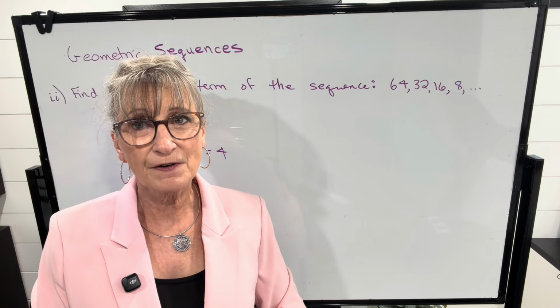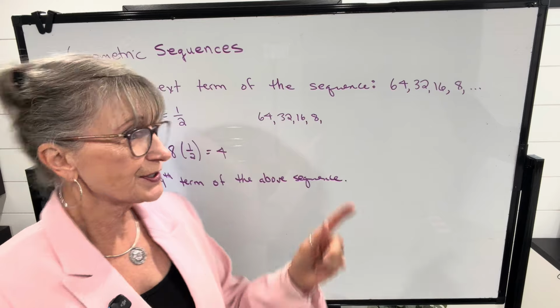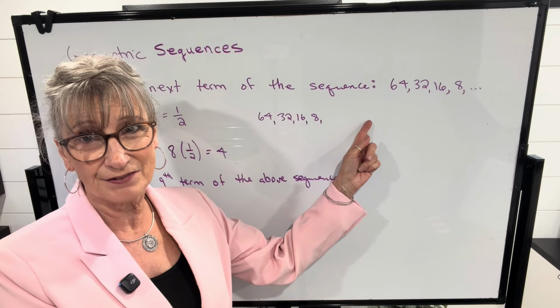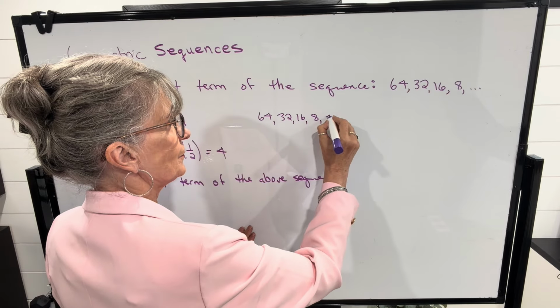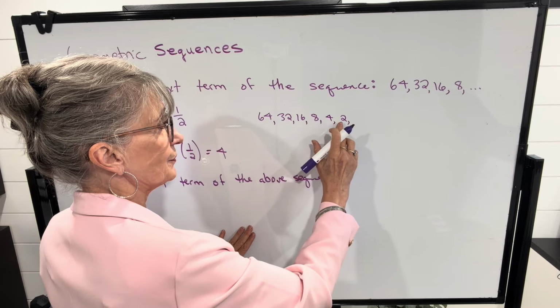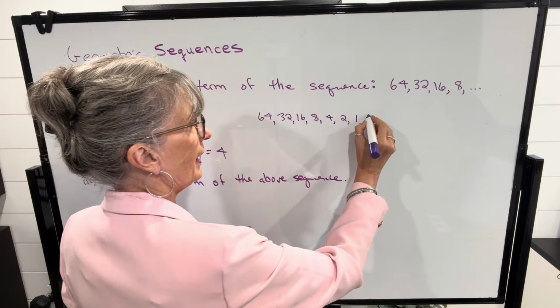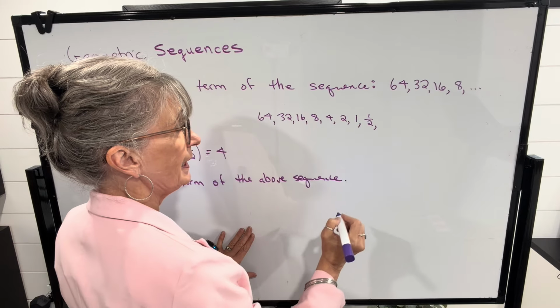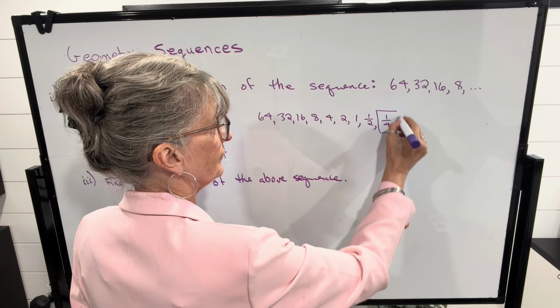However, what if I asked to find the 9th term? In order to find it, 9 is not a great number, so we could just continue with our sequence and find the 9th term. So right now we have 4 terms. So this would be the 5th term, multiply that by 1/2 to get the 6th term, multiply that by 1/2 to get the 7th term, multiply that by 1/2 to get the 8th term, and then multiply that by 1/2 to get the 9th term.